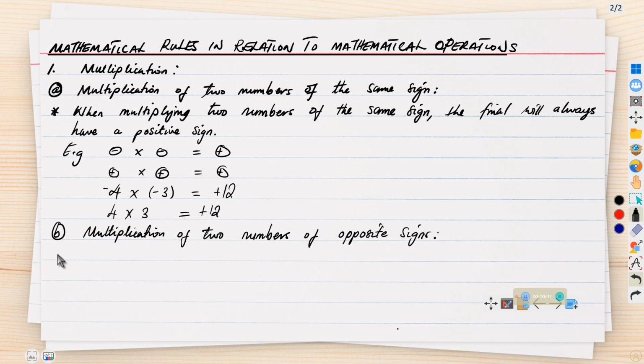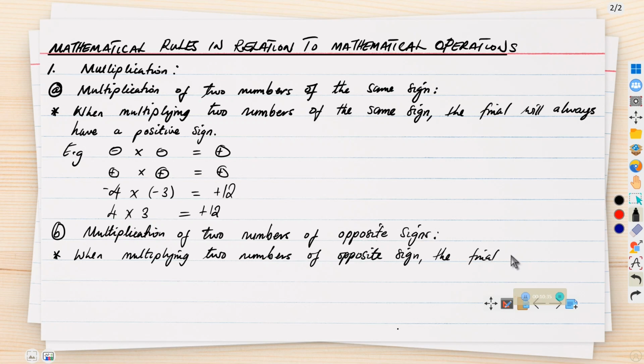So the rule is that when multiplying two numbers of opposite sign, the final number will always have a negative sign.